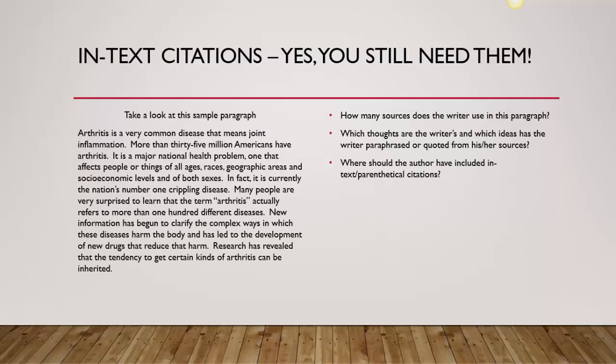Now, take a look at this paragraph. This is an example of where in-text citations have not been included. See if you can answer these questions. One, how many sources does the writer use in this paragraph? Two, which thoughts are the writer's and which ideas has the writer paraphrased or quoted from his or her sources? Three, where should the author have included in-text or parenthetical citations?